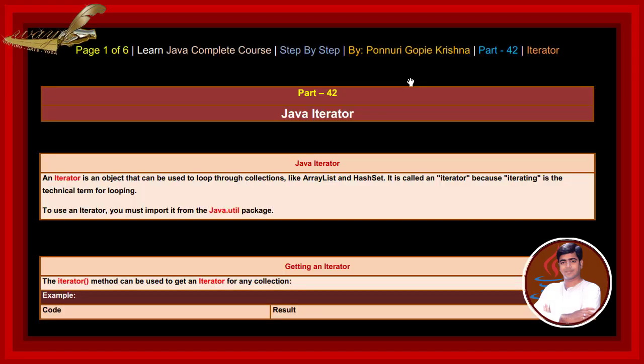In this session, let us learn about Java Iterator. An iterator is an object that can be used to loop through collections like ArrayList and HashSet. It is called an iterator because iterating is the technical term for looping. To use an iterator, you must import it from the java.util package.